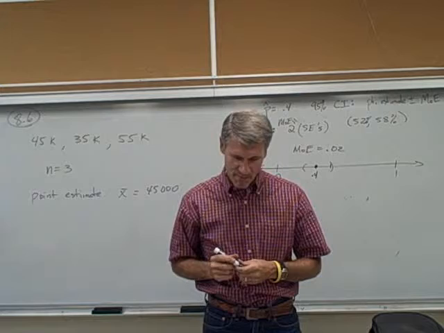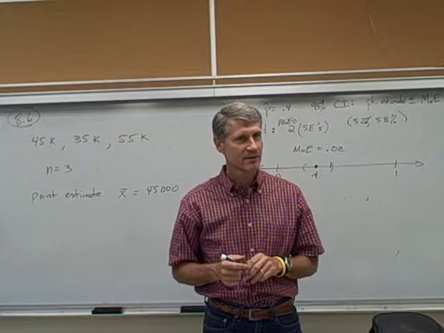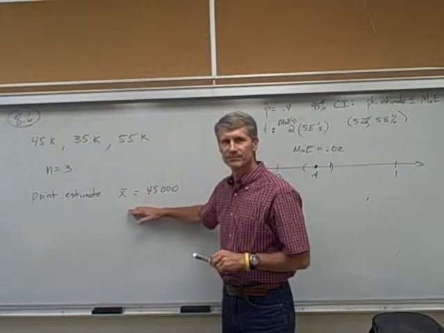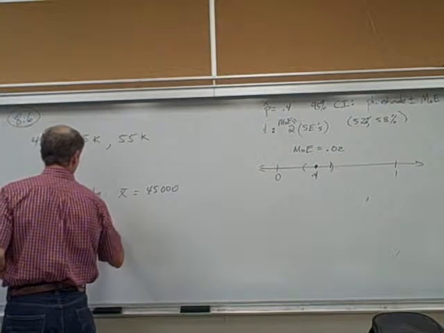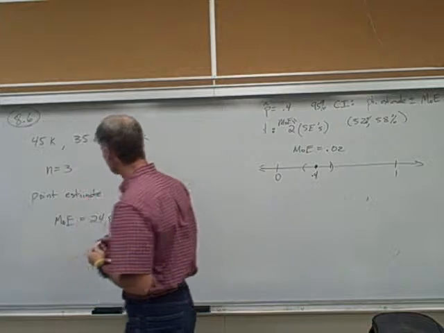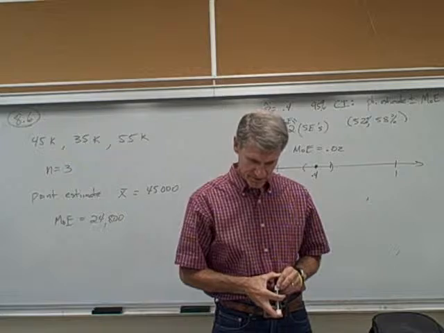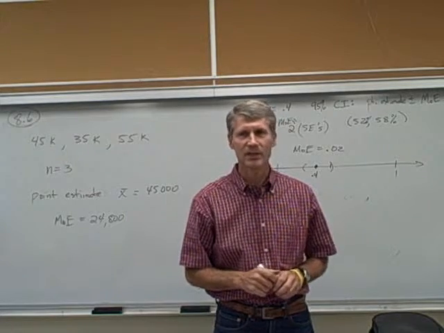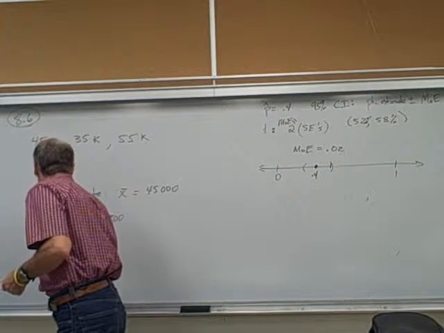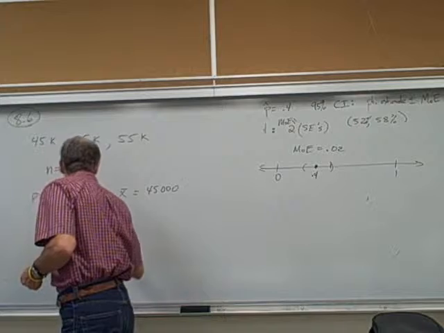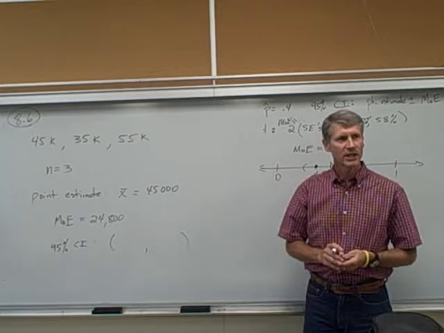Right? Part B says, a method that we'll study in section 8.3 provides the margin of error for this point estimate. And the margin of error, they tell us, is $24,800 for 95% confidence. Construct the 95% confidence interval. So let's do it, and let's put it in interval notation.